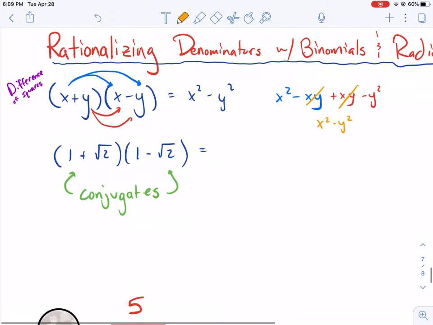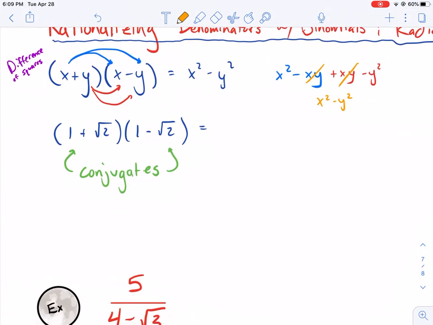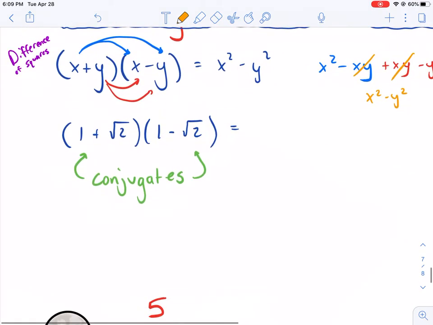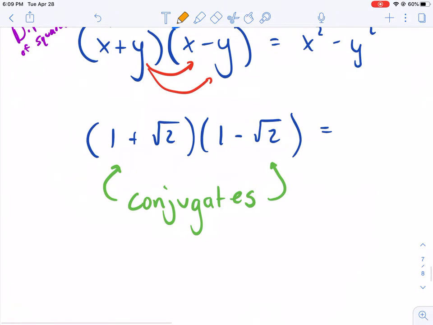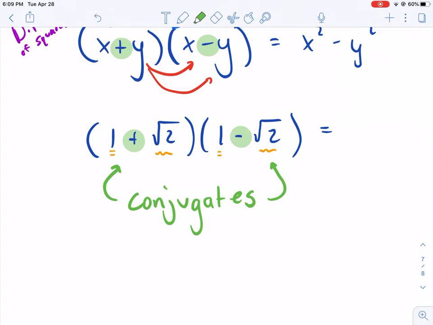Why is this useful? Well, we can apply it to terms that are not easily simplified. For example, here we have a conjugate of 1 plus the square root of 2, 1 minus the square root of 2. You'll notice that this is set up very much in the same way that the above problem was. We have a plus, we have a minus. And that's why these are called conjugates, because the first terms are the same, the second terms are the same, and the only difference is we have a plus and a minus in between.